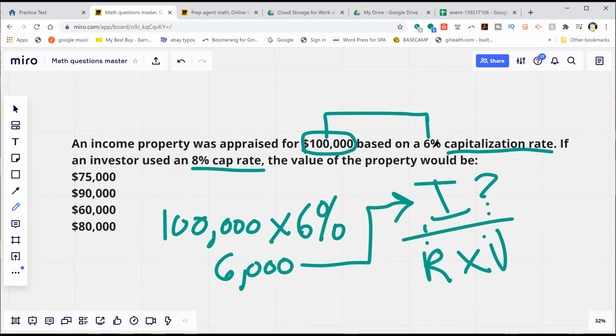The cap rate was right here. It said that we're using a 6% cap rate to come up with that value. So what happens is we're trying to find the income after that. And we found that by multiplying the rate of 6% by the value. And we got a $6,000 income. Then all we did was change the cap rate, and then we got that value of 75,000.